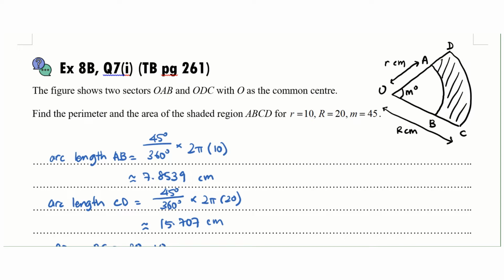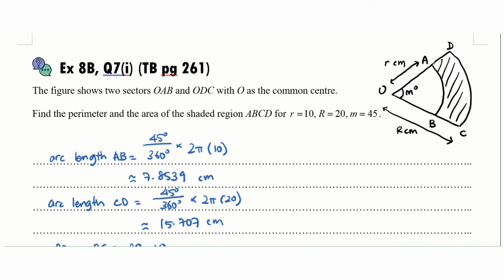Next, we will take a look at exercise 8B, question 7, part 1. We are given this figure over here and we want to find the perimeter and the area of the shaded region ABCD, where we are given that r is equal to 10, big R is 20 and m is equal to 45. Let us first find out the area.